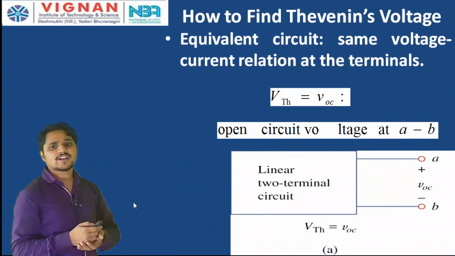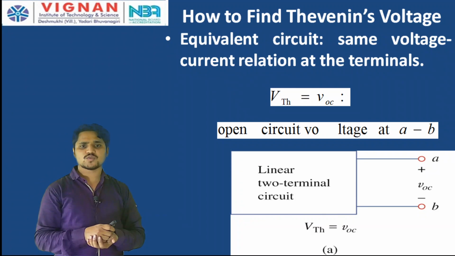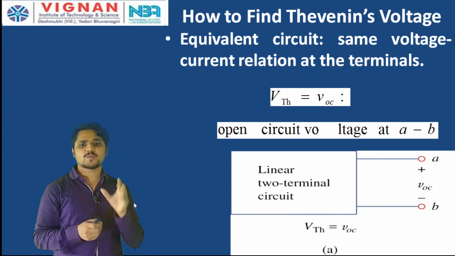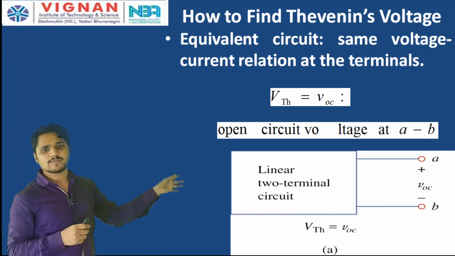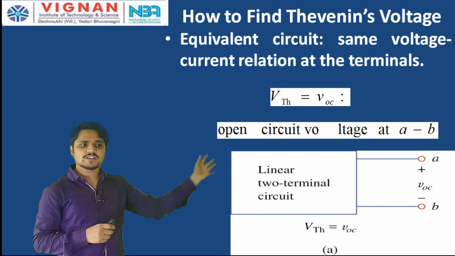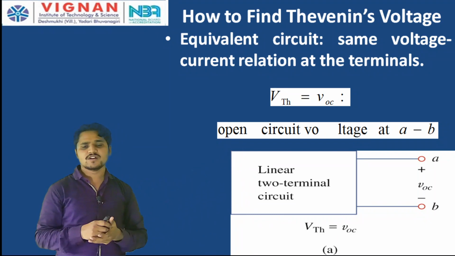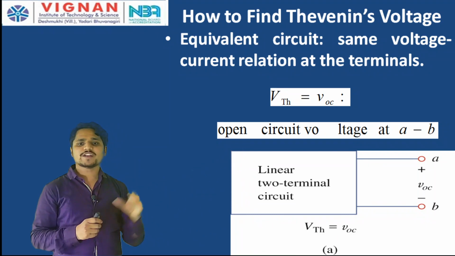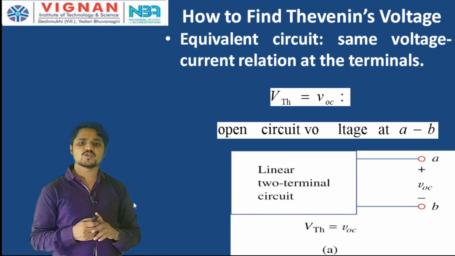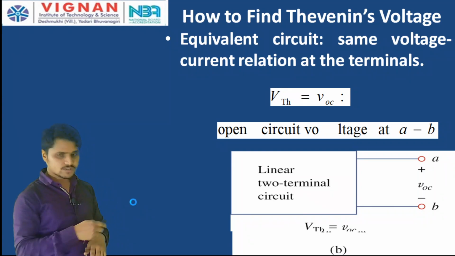Now, let us see how to find the Thevenin's voltage, that is, the open circuit voltage. Here V Thevenin is equal to VOC, the open circuit voltage. Let us say a linear two terminal circuit is there, with two terminals A and B. We have to find the voltage across those open circuit terminals, VOC. OC means open circuit. So, this is how we find the Thevenin's voltage.